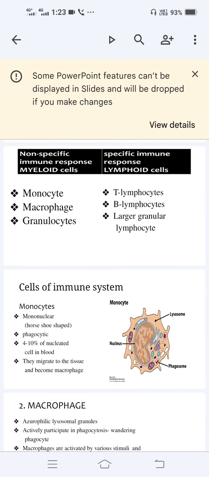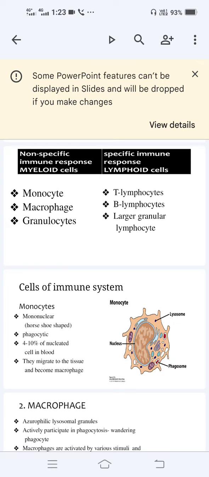In myeloid, it is non-specific, brought out by monocytes, macrophages, granulocytes. T lymphocytes, B lymphocytes, and large granular lymphocytes are specific immune responses brought out by lymphoid cells, cells of the immune system. Now we'll see the cells of the immune system.